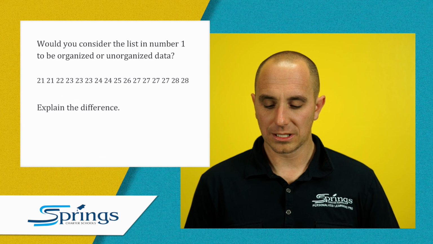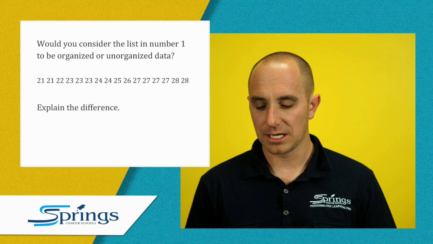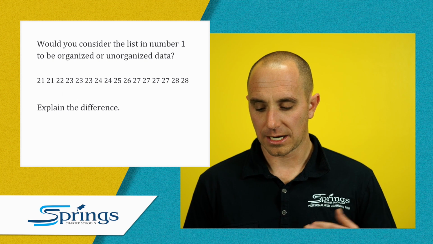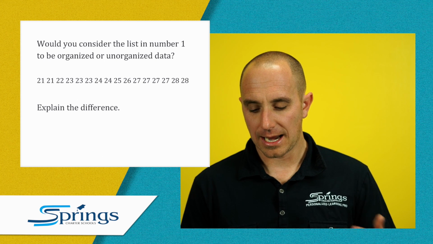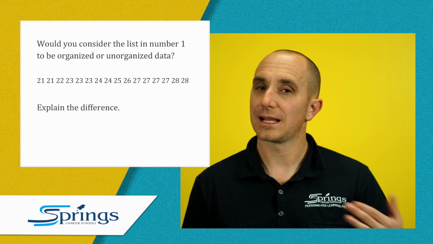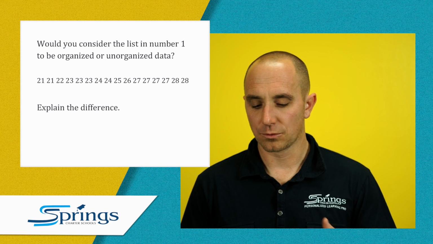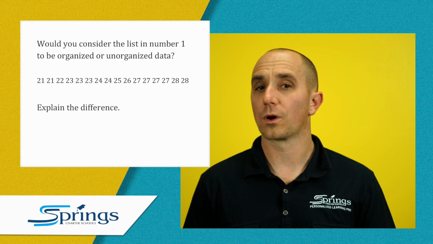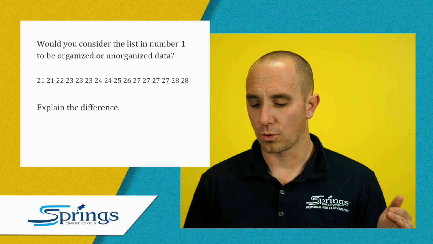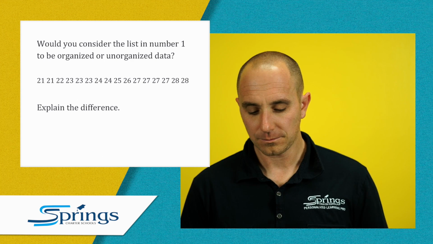Okay, so would you consider the list in number 1 to be organized or unorganized data? If you look at this list, we have 21 up to 28, and it looks like it's in numerical order, and that's the rubric for understanding if it's organized or unorganized. So I would say that this is organized data because it's in numerical order from least to greatest.